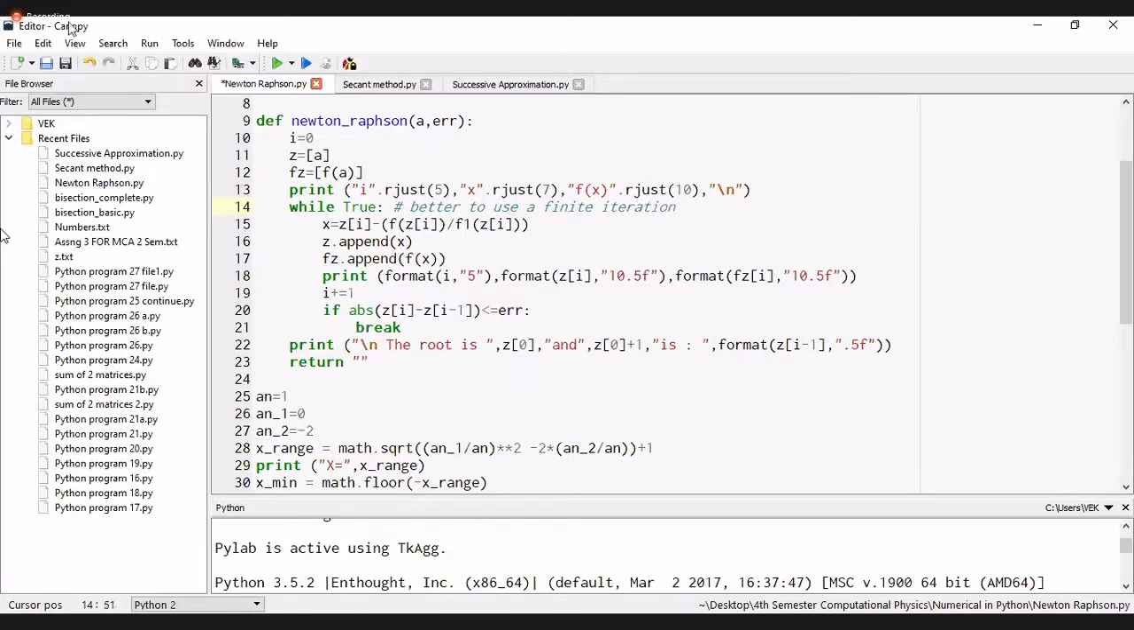You are going to write a program for transcendental equations, for finding the root using the Newton-Raphson method.